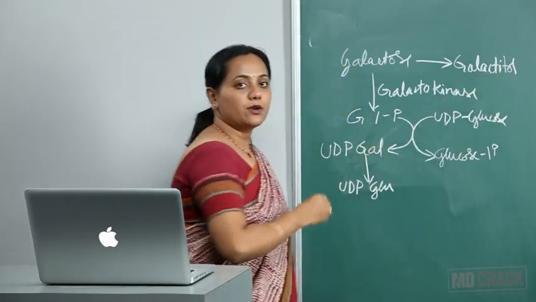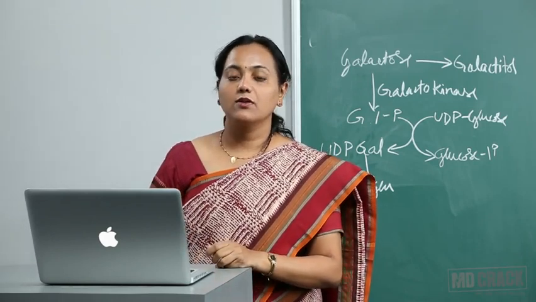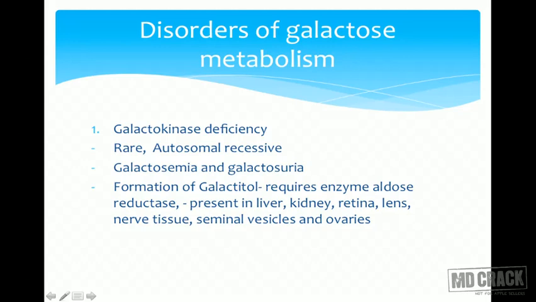It can be converted into galactitol. So formation, this again requires galactitol. Please look here. Formation of galactitol requires the enzyme aldose reductase, and this aldose reductase is present in the liver, kidney, retina, lens, nerve tissue, seminal vesicles and the ovaries, and this is where galactitol can form. So if there is increased galactose, more of galactitol. So what? Galactitol, again it is hygroscopic and can lead to cataract. That is the importance of galactitol.